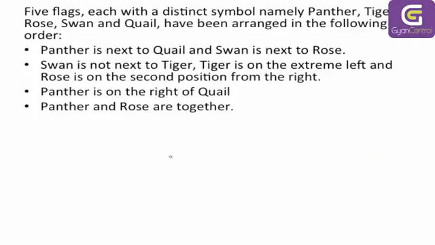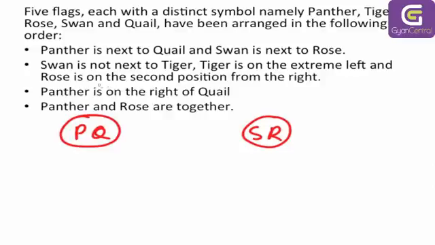Let us look at one more of this type. In this there are no questions. Let's just try and arrange these. 5 flags, each with a distinctive symbol, namely panther, tiger, rose, swan and quail, have been arranged in the following order. Panther is next to quail and swan is next to rose. So that means P and Q will occur together as a pair. It could very well be QP. Very similarly, S and R will come together. So it could be RS or SR as a pair. Swan is not next to tiger.